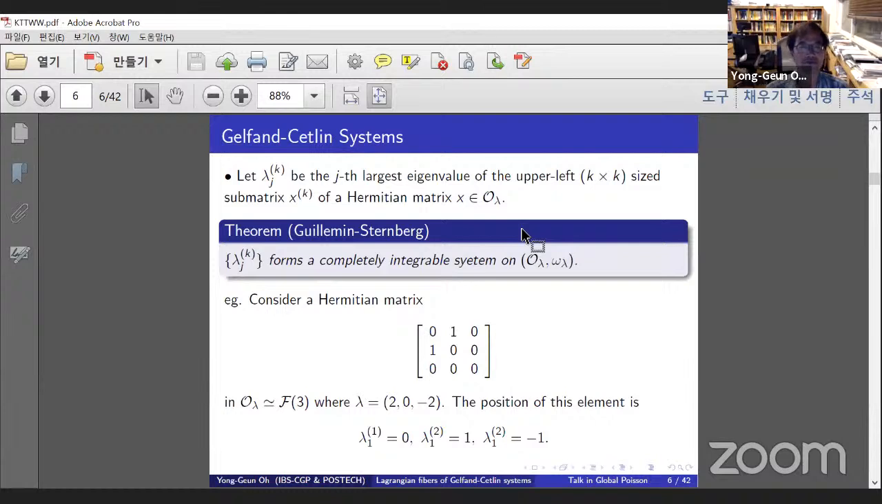So this is the famous theorem by Guillemin and Sternberg. Let lambda_{j,k} be the j-th largest eigenvalue of the upper left k by k sized submatrix of that Hermitian matrix characterizing that coadjoint orbit. Then those eigenvalues form a completely integrable system. In other words, considering those as functions on this coadjoint orbit, they are in involution. So if you look at this particular matrix and the associated coadjoint orbit, that's symplectomorphic to F3, the complete flag manifold F3, corresponding to the eigenvalues 2, 0, minus 2.